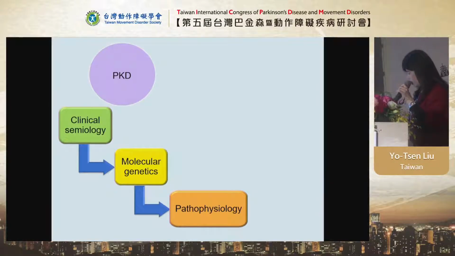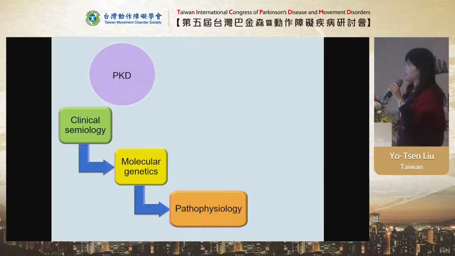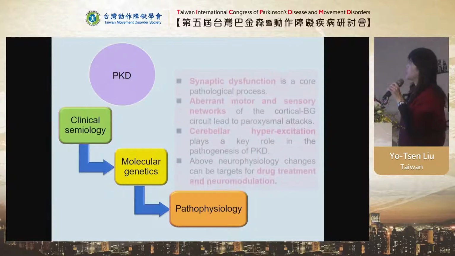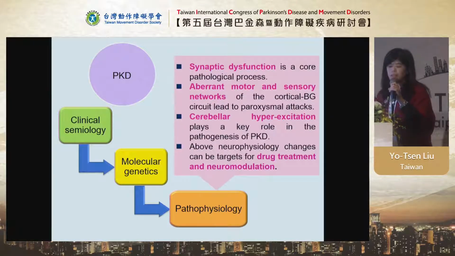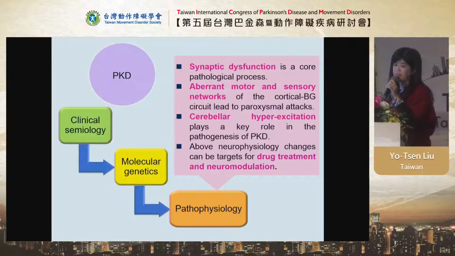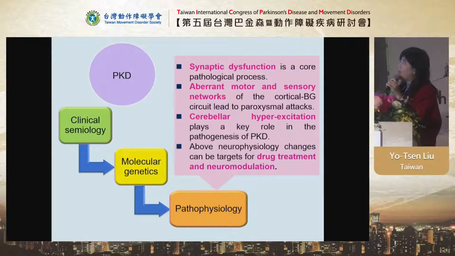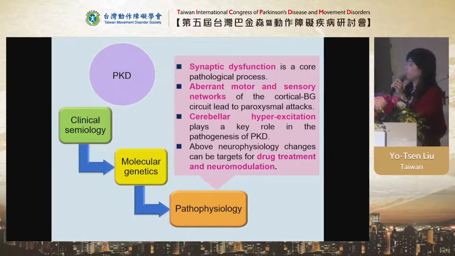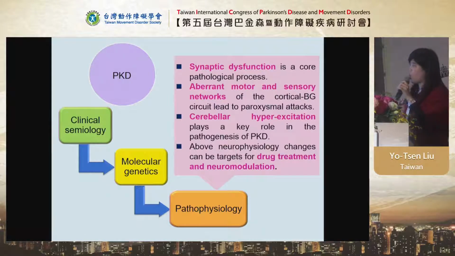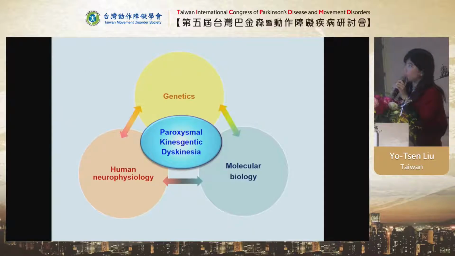So in a short conclusion, from the clinical semiology, from the molecular genetics, and also from the pathophysiology, we think that synapse dysfunction is a core pathological process in PKD, and it causes aberrant motor and sensory network disorder. And also, cerebellar hyperexcitation plays an important role in the pathogenesis of PKD. All these neurological and physiological changes can be targets for drug treatment or neuromodulation. So this is how we approach the motor circuit of PKD.